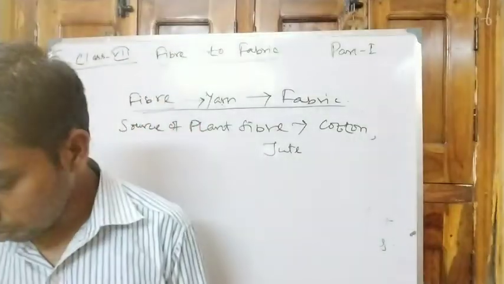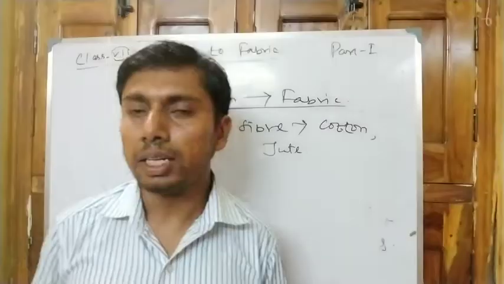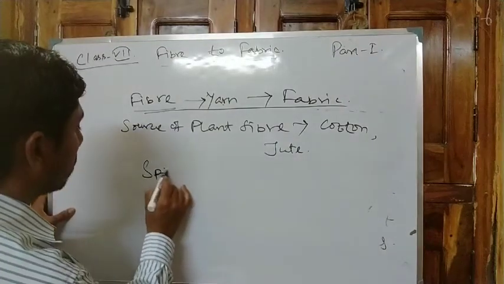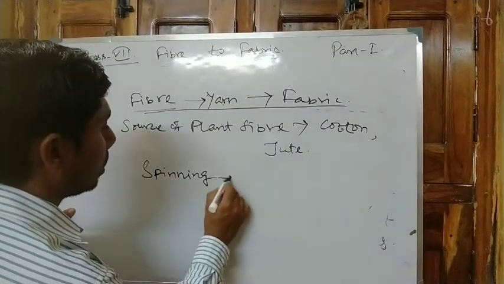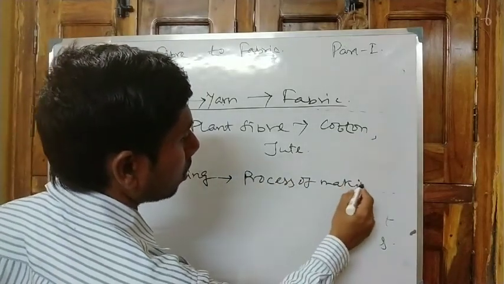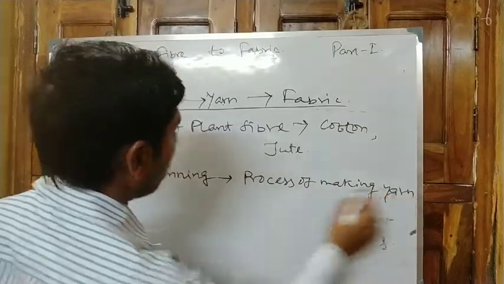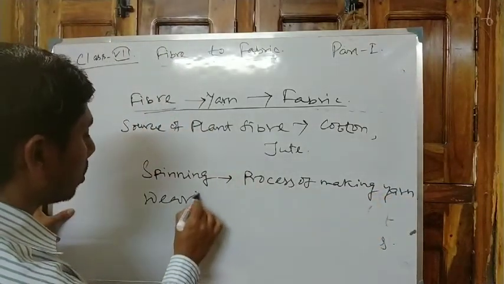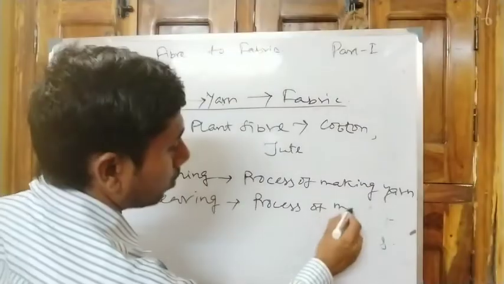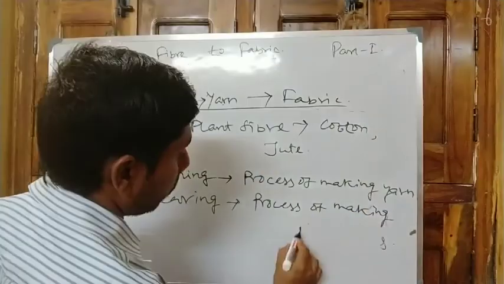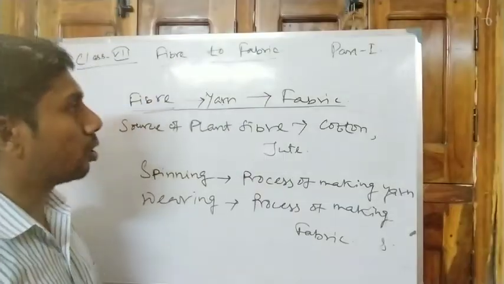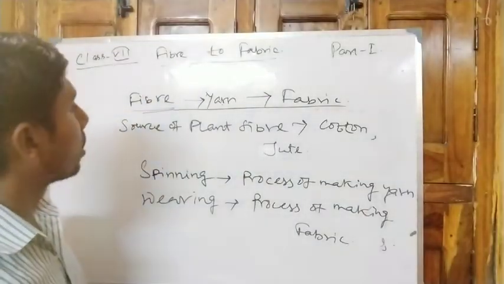Now what is spinning? It is the process of making yarn. And what is weaving? It is the process of making fabric. So these concepts are already in class 6.